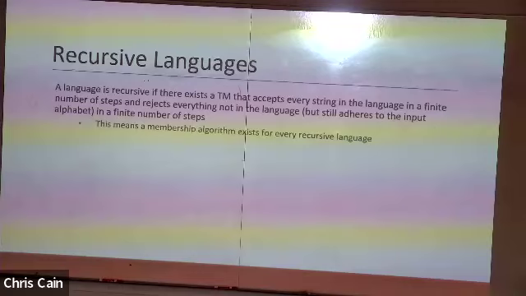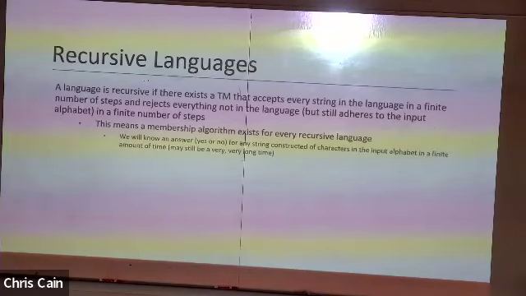So a membership algorithm exists for every recursive language, and a membership algorithm doesn't necessarily exist for recursively enumerable languages. Do note that there are some algorithms where being able to answer yes or no takes a very, very, very, very, very, very long time.